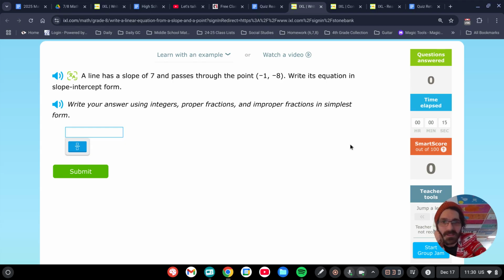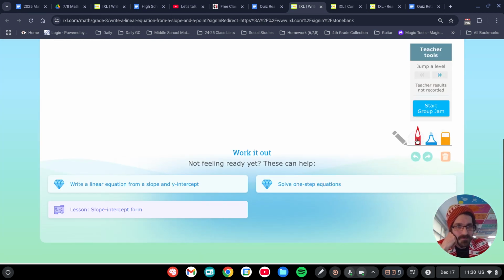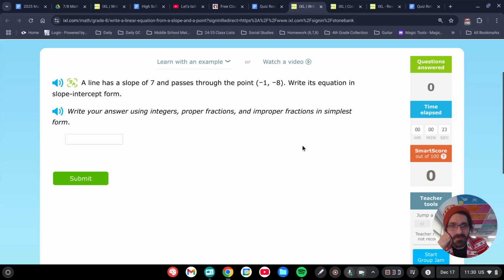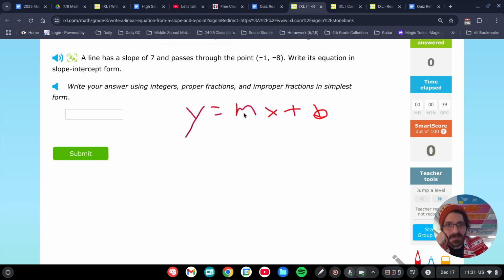So essentially we're given the slope and we're given a point, and we need to write the equation in y equals mx plus b form, which is called slope-intercept form. If we remember back, m is the slope. That's our slope right here. M is slope. B is y-intercept. Well, great. We already have the slope. It's here. So we know what goes here. But we have to solve for the y-intercept.